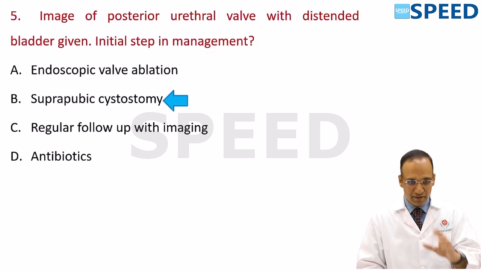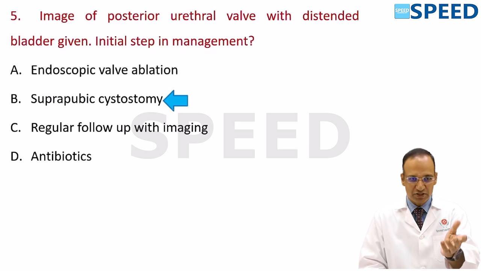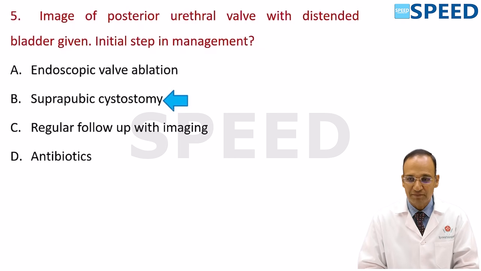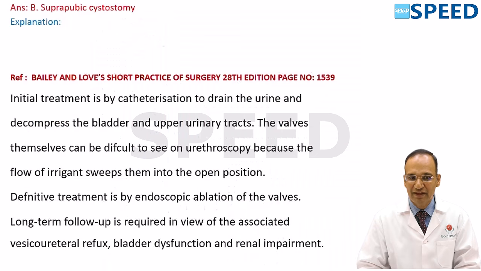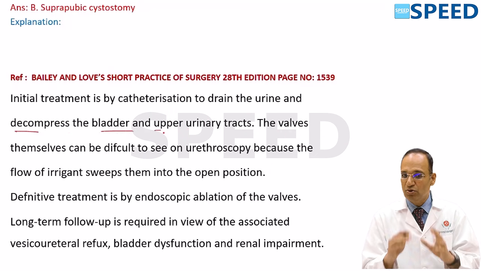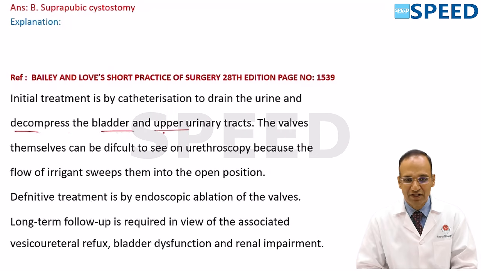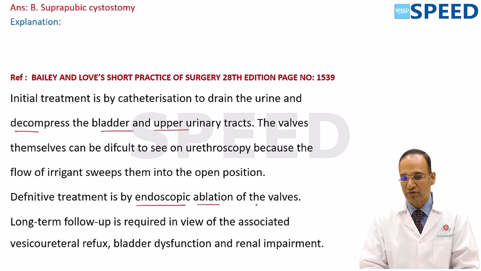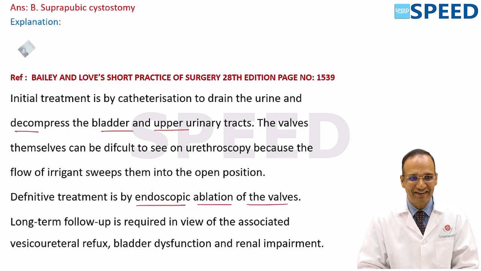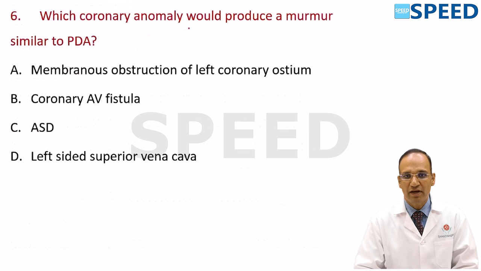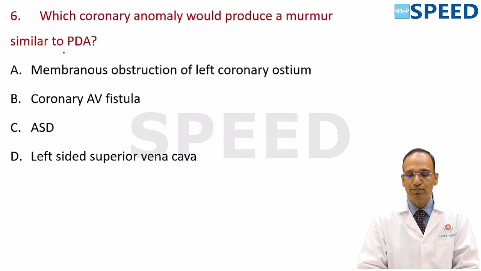Now, of the drainage available, suprapubic cystostomy is what is available right in the question. And then what you do is, once you decompress the bladder and the upper tract, then you can do an ablation of the valve. You can do an endoscopic ablation. You see that definitive treatment involves endoscopic ablation of the valve. Okay, or endoscopic fulguration of the valve. Clear? Great.